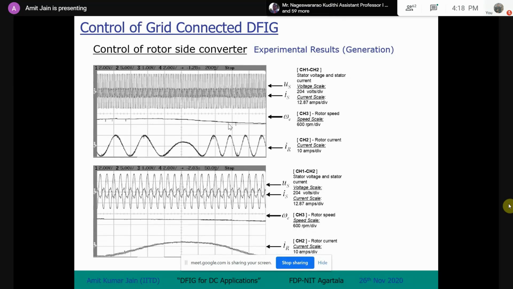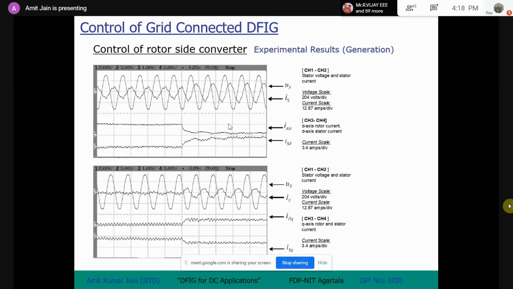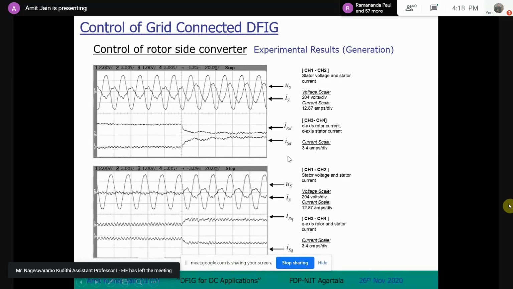In DFIG DC, there is no source to supply flux from the stator side because the stator is connected to the rectifier. So the full flux has to come from the rotor side only, and this will be the case. So the power factor at the stator will normally be UPF.